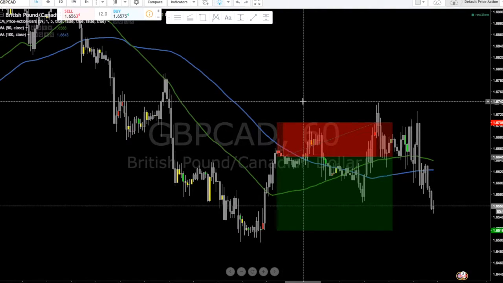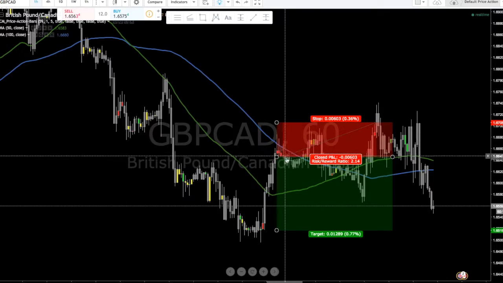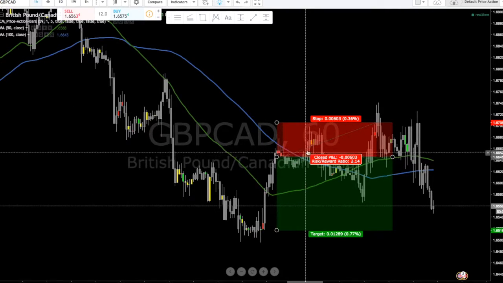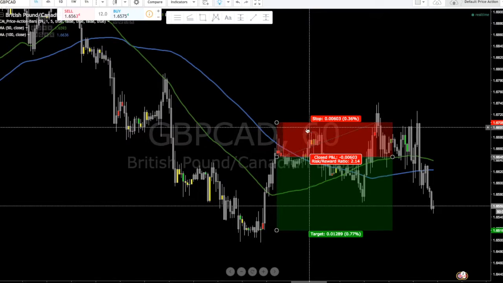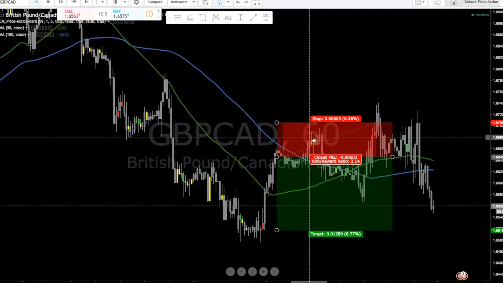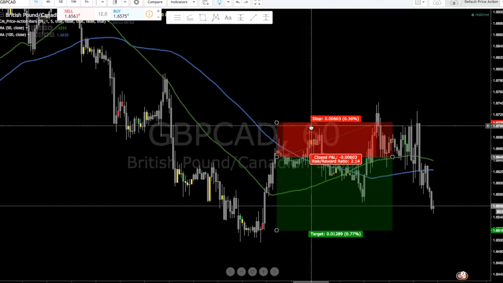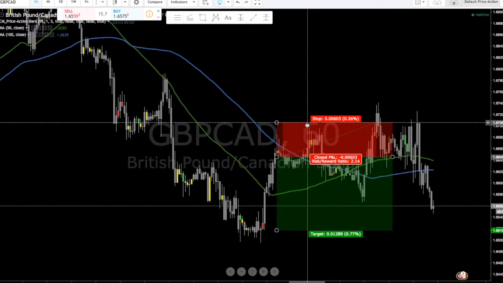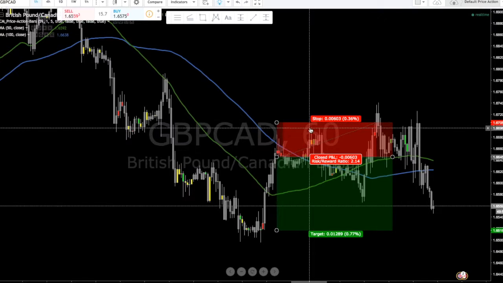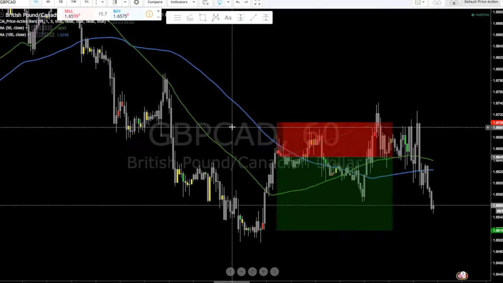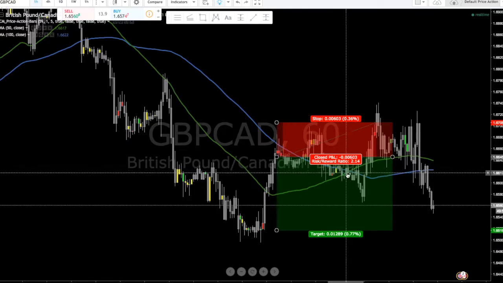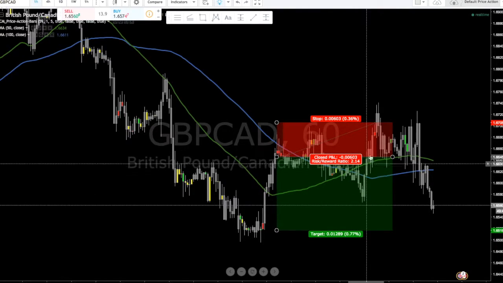For an update on the British pound Canadian dollar, again my entry was here. You can see price came up, nearly stopped me out. A lot of traders, or what I used to anyway, I would panic here and I would close the trade prematurely. If I set my stop, I've set my stop, and this is where I've put it at the start of the trade, and I've just got to stick with it. You can see price came down all the way into this area and then shot back up.